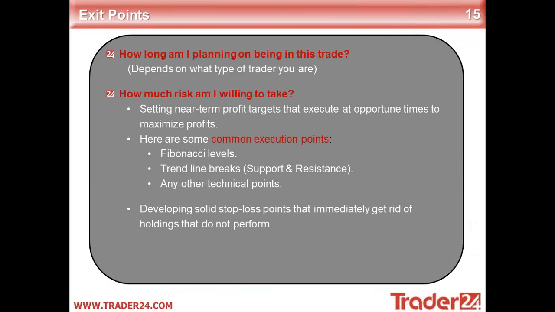Okay, developing solid stop loss points that immediately get rid of holdings that do not perform. So we want to cut those losses pretty early. But, and this is the art to it, not putting that stop loss too close, where we can see a market spike and that particular trade closed out. One of the ways that you could counter all of that volatility is to reduce your lot size. What I mean by that is, instead of trading it at one lot, we can maybe trade it at half a lot, and then put our stop loss further away to ride out that volatility.